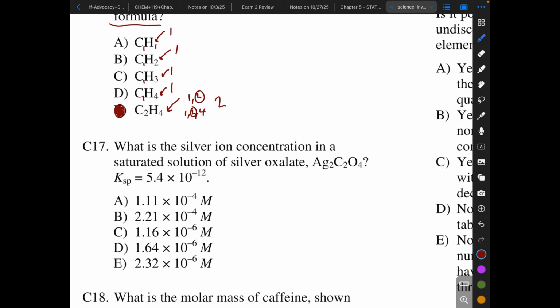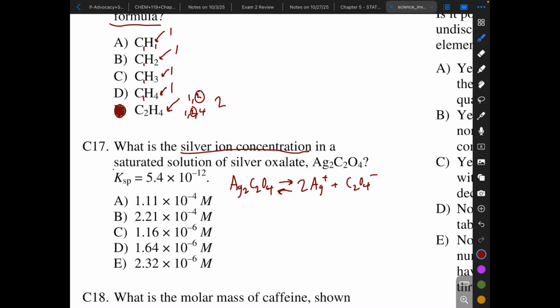For 17, we're asked to find the silver ion concentration of a saturated solution of silver oxalate. When you dissolve silver oxalate in water, what are you going to get? When you dissolve any salt in water, first of all, you're going to break it down into its ionic forms. So in this case, you break it down into 2 silver and 1 oxalate for every 1 silver oxalate you dissolve.